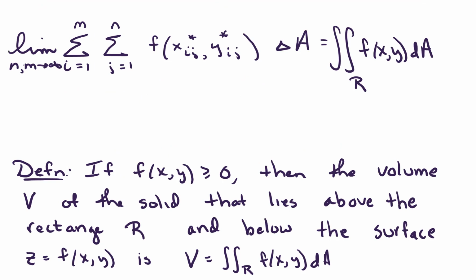Definition: if f of x y is greater than or equal to 0, what we mean by this is that our function lives up here above the xy plane. It's not down below, but lives up above the xy plane. So if f of x y is greater than or equal to 0, then the volume V of the solid that lies above the rectangle R and below the surface z equals f of x y is V equals the double integral over R of f of x y dA.